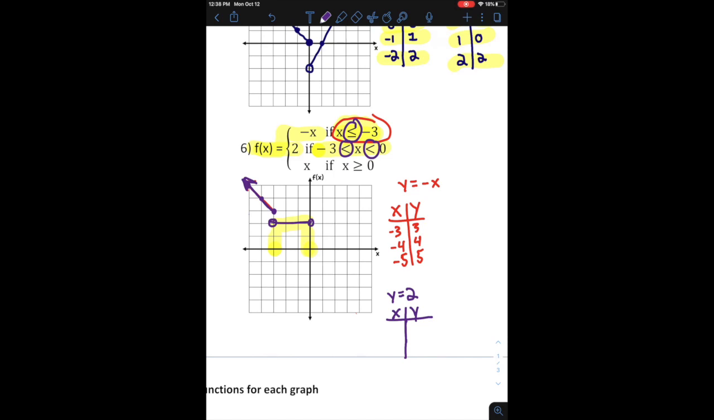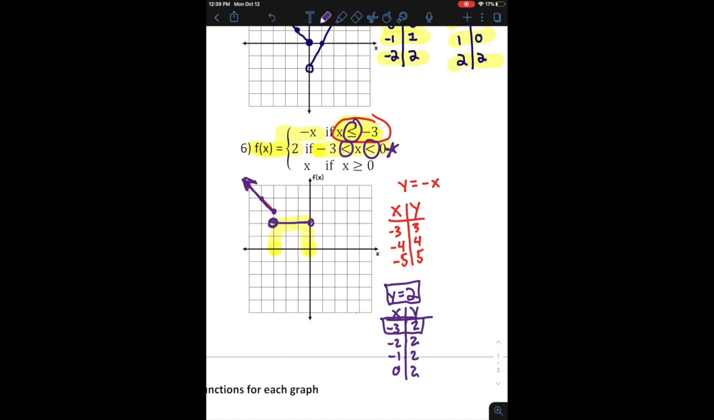If you wanted to use a table there, we could do x values from -3 to 0. That's what this is asking us to do. So we'd have to pick -3, -2, -1, and 0. There's nothing to plug into this equation because there's no x value. Y equals 2 means every y value is 2. So what ordered pairs would we plot?